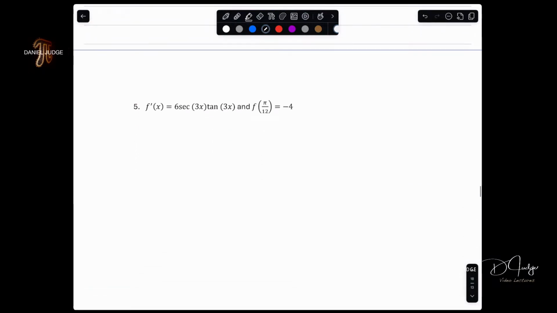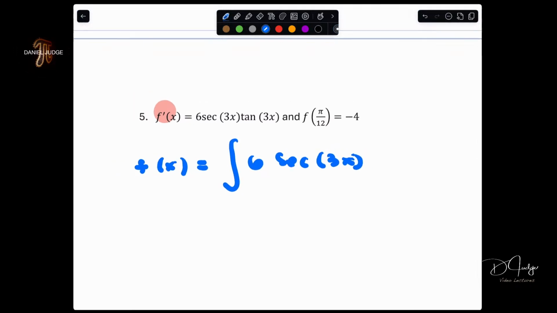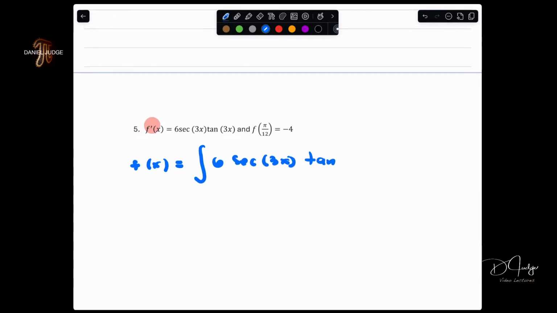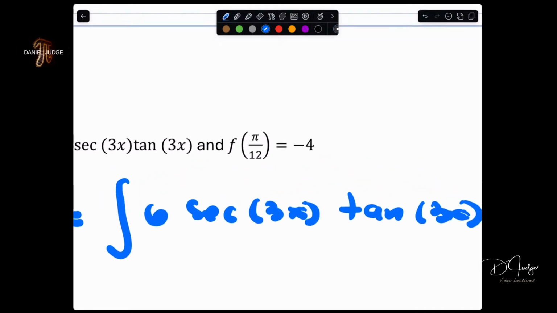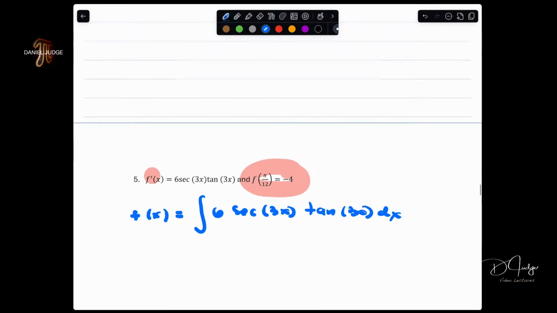Okay, let's go to number 5. And again, it's the first derivative here. I'm not going to go over the detail there like I did prior. I'm just going to remind you that if I want to find the function, I have to integrate 6 secant 3x tangent 3x dx. And again, it's subject to a condition known as an initial condition. And we're going to find out what this is now.